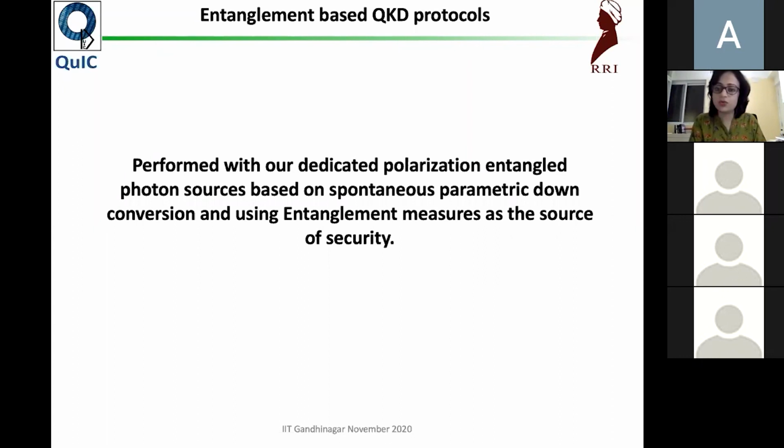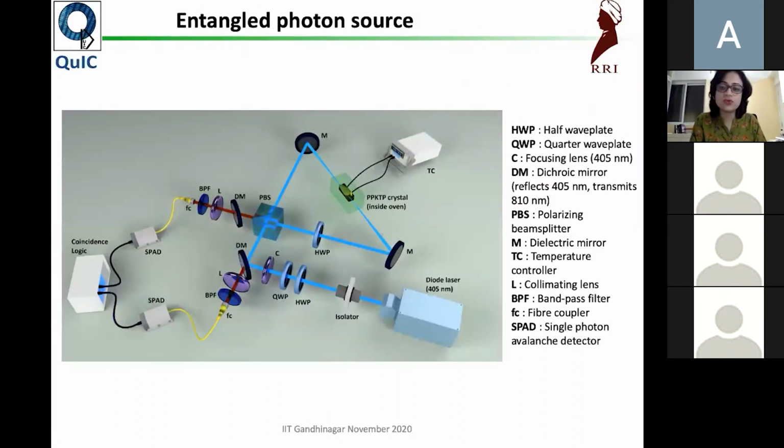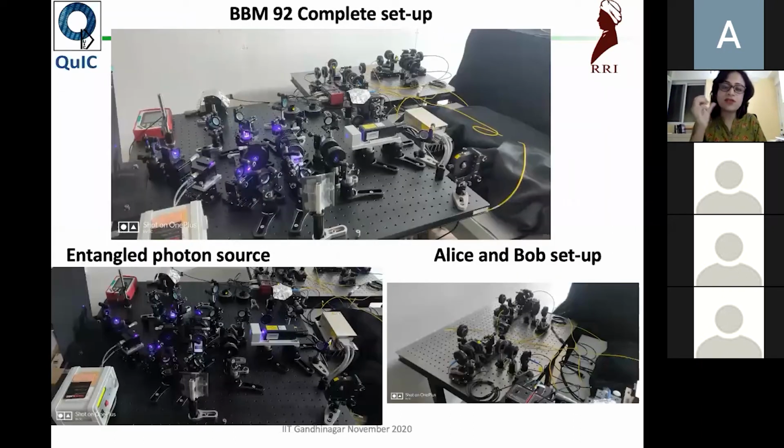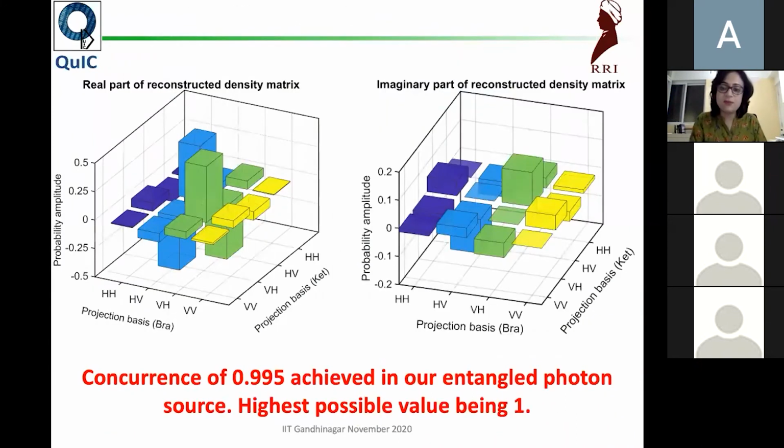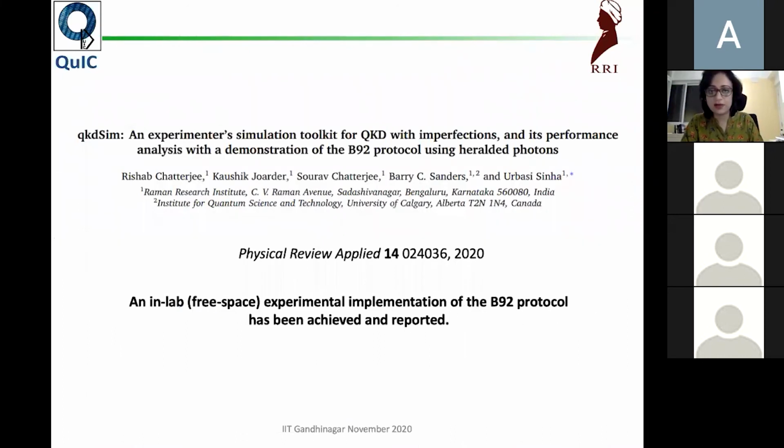Entanglement-based QKD also we have done. So this is our entangled photon source schematic, and Alice and Bob setup, again, not going into the details, but then we have an excellent concurrence value for this entangled photon source, 0.995. And this is how you would do it using tomography, by the way, to reconstruct the entanglement from tomography. And so our protocol also shows excellent results for key rate and quantum bit error rate.